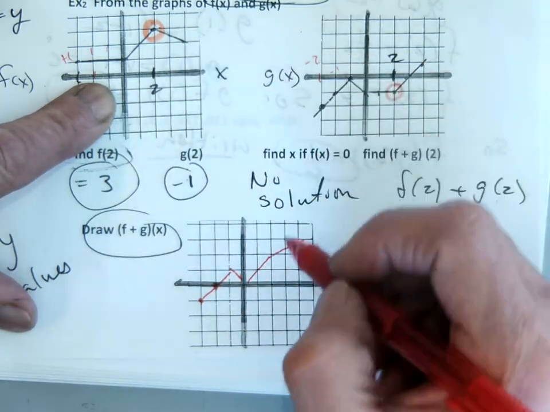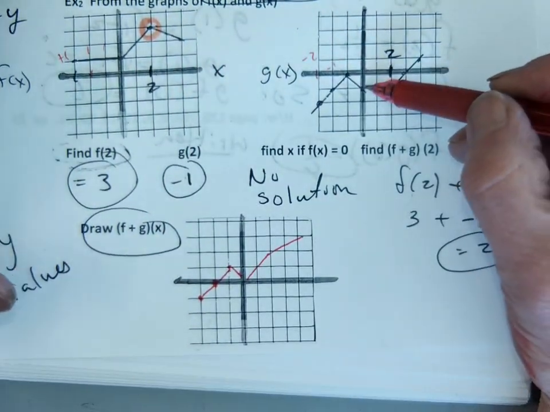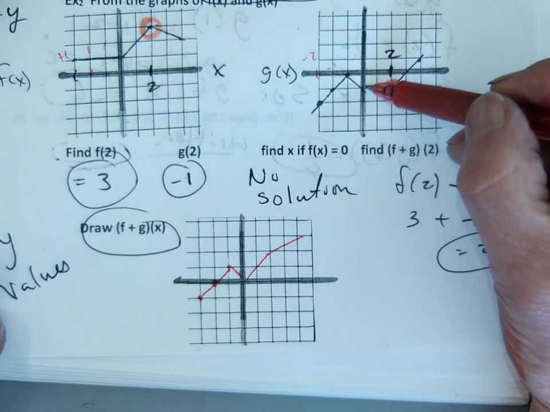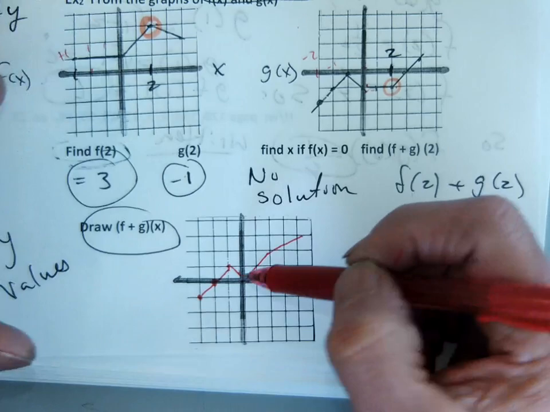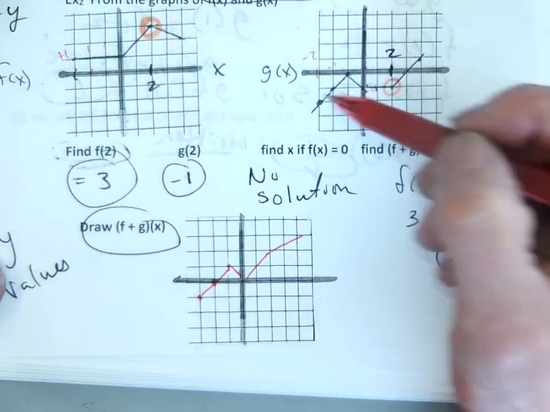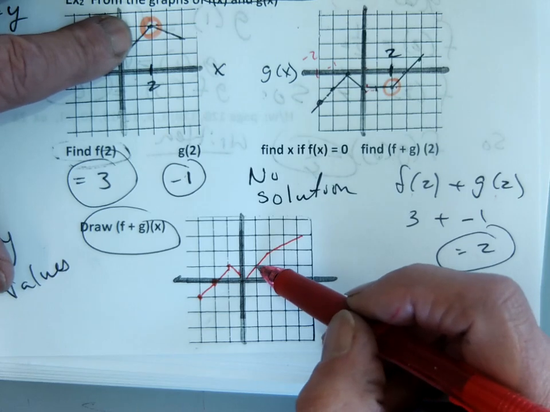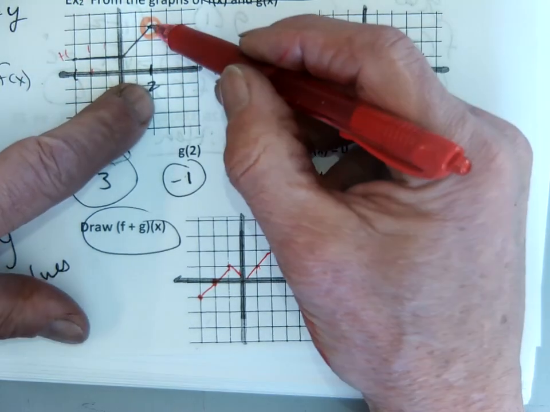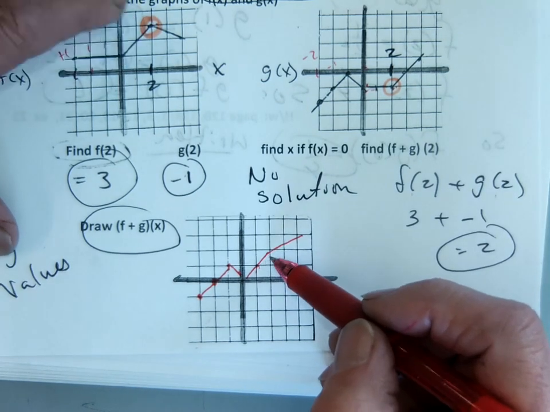At negative 1, we got a height of 1, and a height of 0. So 1 plus 0 is 1. At 0, we have a height of 1, a height of negative 1, so we add the 2, height of 1 plus negative 1 is a height of 0. At 1, we get a height of 2. At 1, we got a height of negative 1. We add the two heights, and we get a positive 1. At 2, we got a height of 3. We have a height of negative 1. If we add the two heights, we get a height of 2.